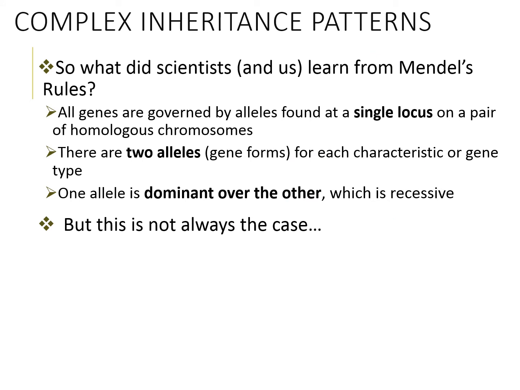So what did scientists and us learn from Mendel's rules? Number one, all genes are governed by alleles found at a single locus on a pair of homologous chromosomes. There are two alleles, or versions of a gene, for each characteristic or gene type, and one allele is dominant over the other, which is recessive. But this is not always the case, and in fact, it is mostly not the case, which is again why it is wondered whether or not Mendel just got very lucky in his choice of studying peas and in his choice of studying these very simple traits. But the thing is most traits are much more complicated.